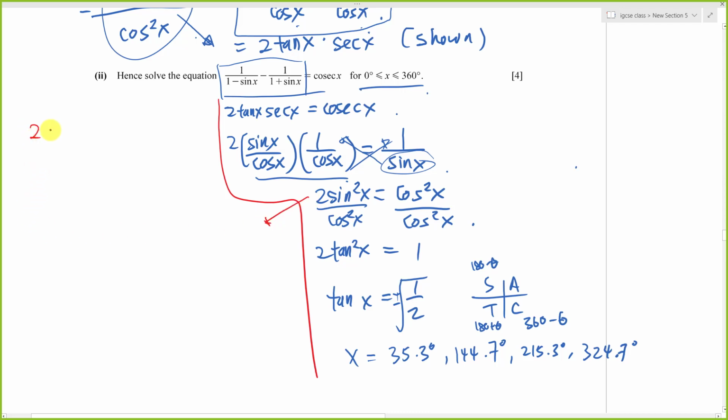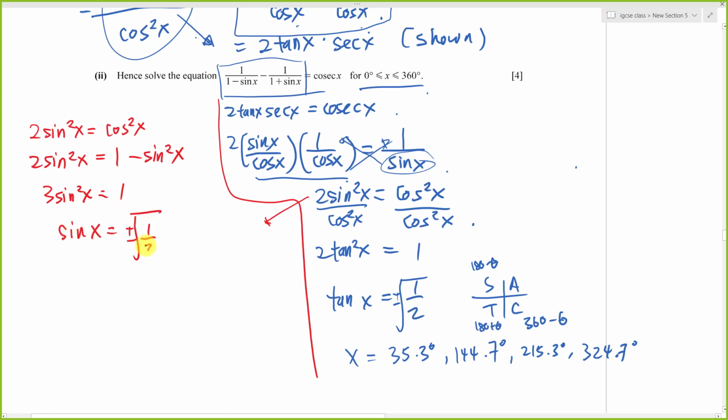Let's see. So let's say we have 2 sine square x equals to cos square x. Here for cos square x, I just change the cos square x into 1 minus sine square x, because I just make everything in terms of sine and then I solve it. So like this, I will have 3 sine square x equals to 1. So my sine x will become square root positive negative 1 over 3, isn't it? Then I find by using the calculator, inverse sine square root 1 over 3, you should get the same result, 35.3.